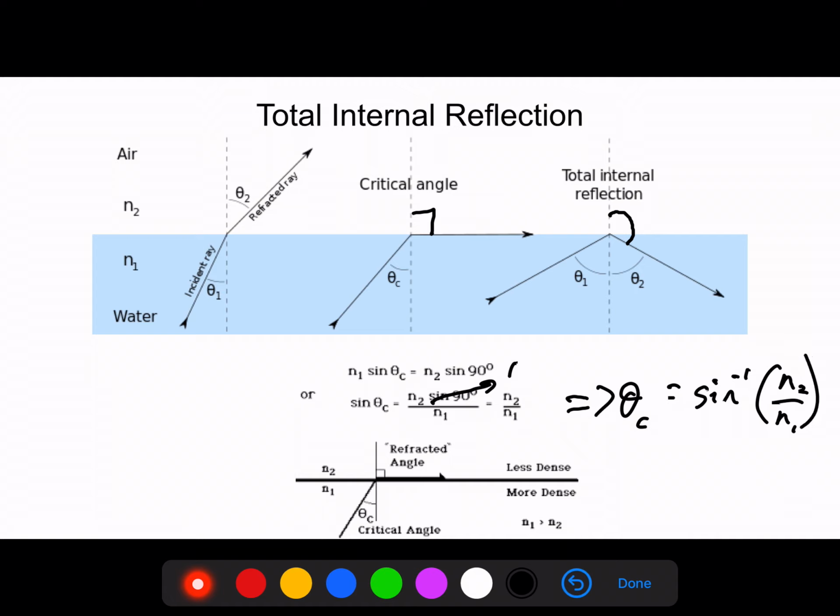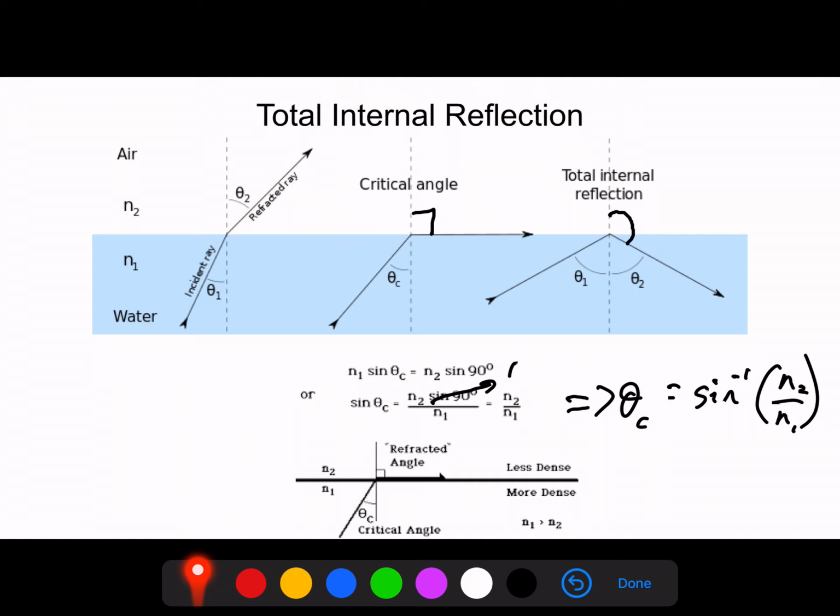Okay, now this is only going to happen in a situation where N1 is less than N2. Otherwise, this equation does not make any sense. And if you think about what's happening in terms of the light being refracted either towards or away from the normal, that also makes sense, because I need for this angle to be larger than the incident angle, or otherwise I will hit 90 degrees here before I hit it here.